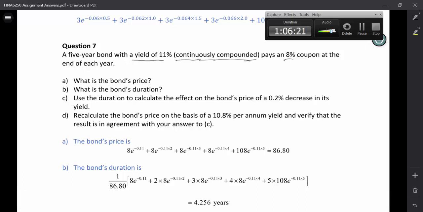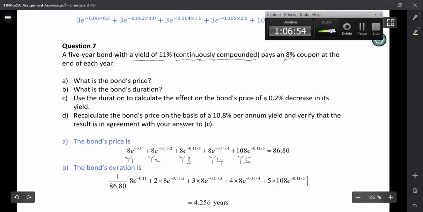Now here is when it gets interesting. When you price this and it's continuously compounded, you are basically discounting the cash flows of year 1, year 2, year 3, year 4, and year 5 is P plus I, the principal plus interest. So that's why it's 108, and you are discounting them back by continuous compounding.